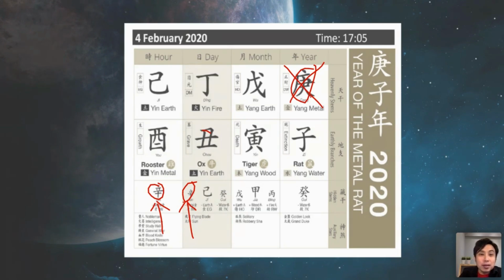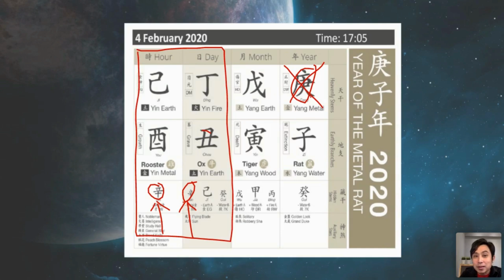Okay, so once we knew this, what are we going to do? Which means that now the focal point will be on the hour and the day, right? Yeah, because the wealth element has more substance here. So there are 2 here. So if you want to generate more wealth for 2020, don't you think we need to look at day and hour? Does it make sense?